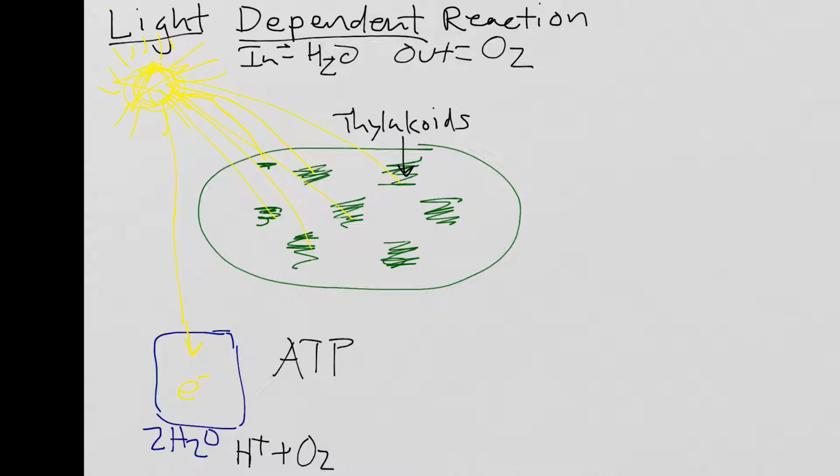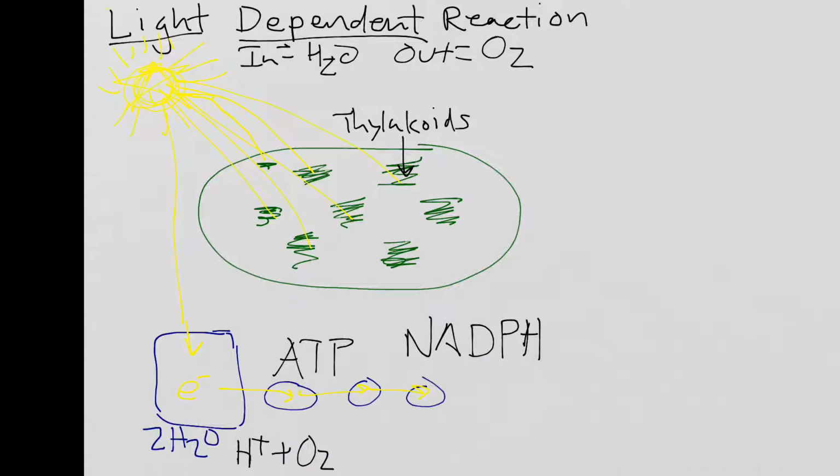Now this electron, on the other hand, is going to get transferred from molecule to molecule. And so it's going to go here to here to here, and eventually it is going to get made into something that we call an electron carrier. And in this instance, that electron carrier is NADPH.